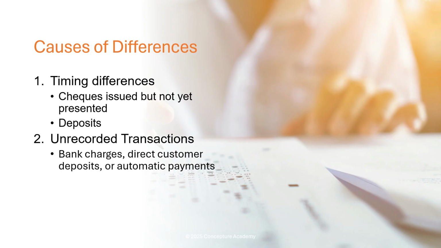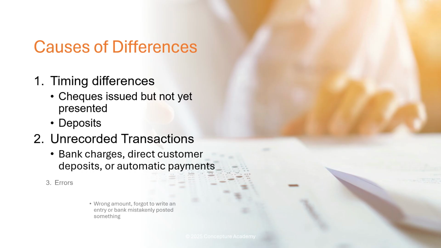The second reason is unrecorded transactions. Sometimes the bank records a transaction but we haven't updated it in our books. For instance, bank charges, direct customer deposits or automatic payments like utility bills are directly deducted by the bank. Unless we enter them into our cash books, these will be different from the bank statement.